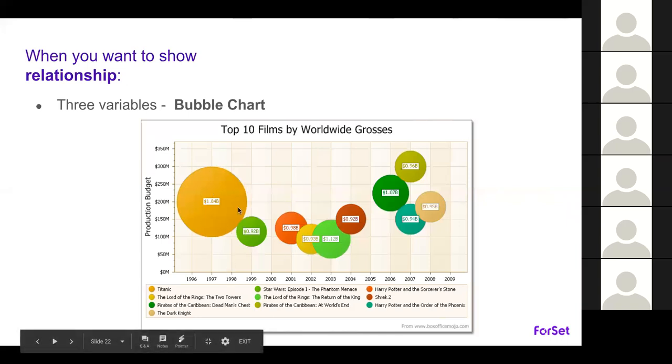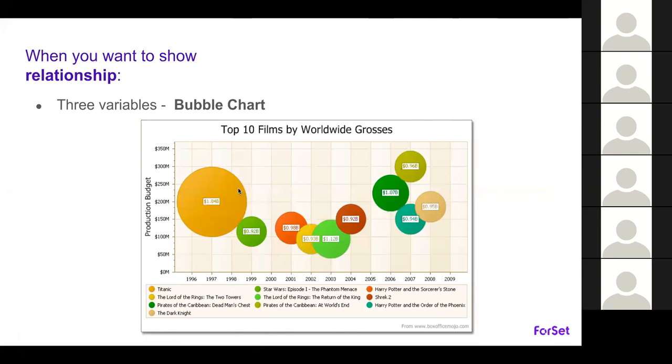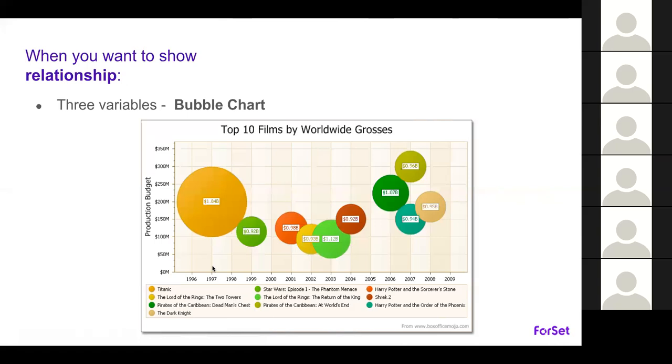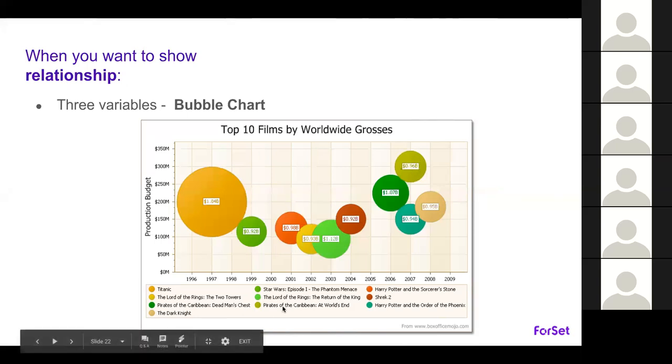So when you look at this chart, you can see that the movie with the biggest revenue is this first one, which is Titanic. It was also produced the earliest out of these top 10 films shown in this chart, and its production budget was not the biggest either. The biggest one was this light green one, which is Pirates of the Caribbean: At World's End.